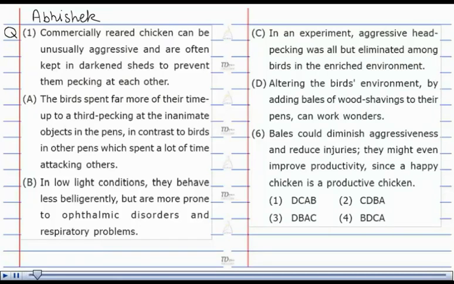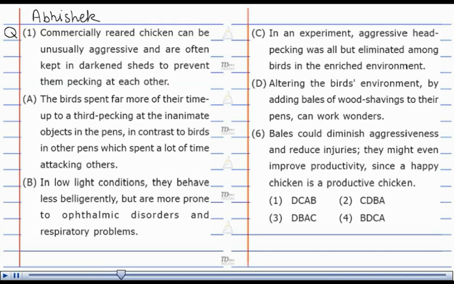The question is statement 1. Commercially reared chicken can be unusually aggressive and are often kept in darkened sheds to prevent them pecking at each other. A. The birds spend far more of their time, up to a third, pecking at the inanimate objects in the pens, in contrast to birds in other pens which spend a lot of time attacking others. B. In low light conditions they behave less belligerently but are more prone to ophthalmic disorders and respiratory problems.